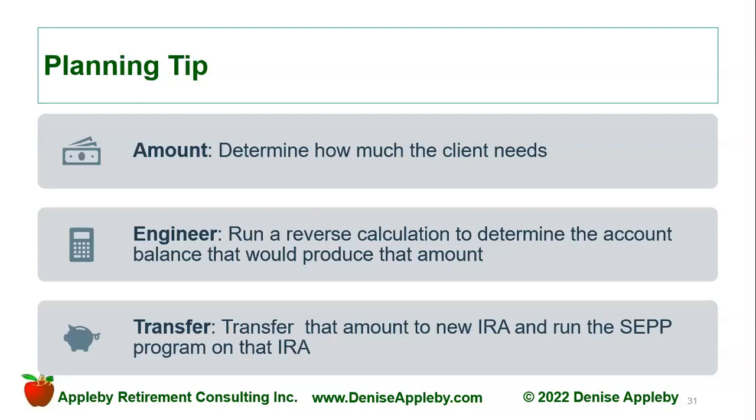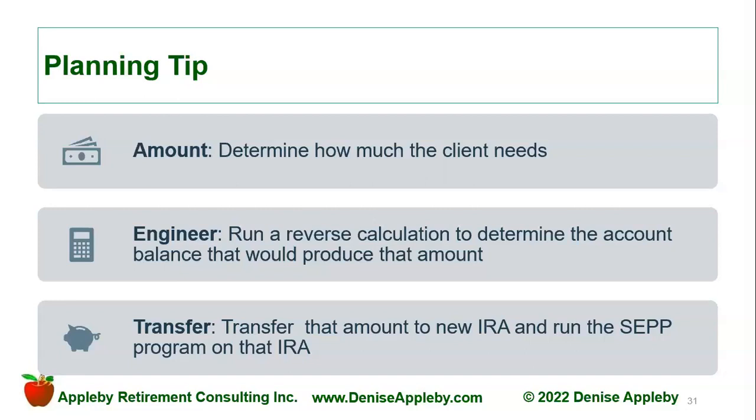Now, here's a planning tip, because in the previous example I used an account balance of $500,000. What if, when you run the calculation, you realize that $500,000 is too much? Then the next question is, how much is enough? And once you have identified how much is enough, you can run a reverse calculation to determine how much the client needs to give them enough.